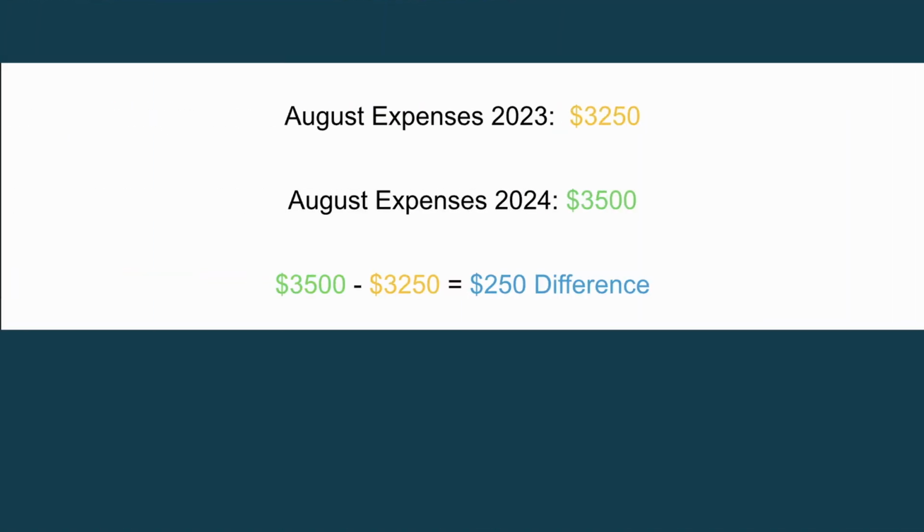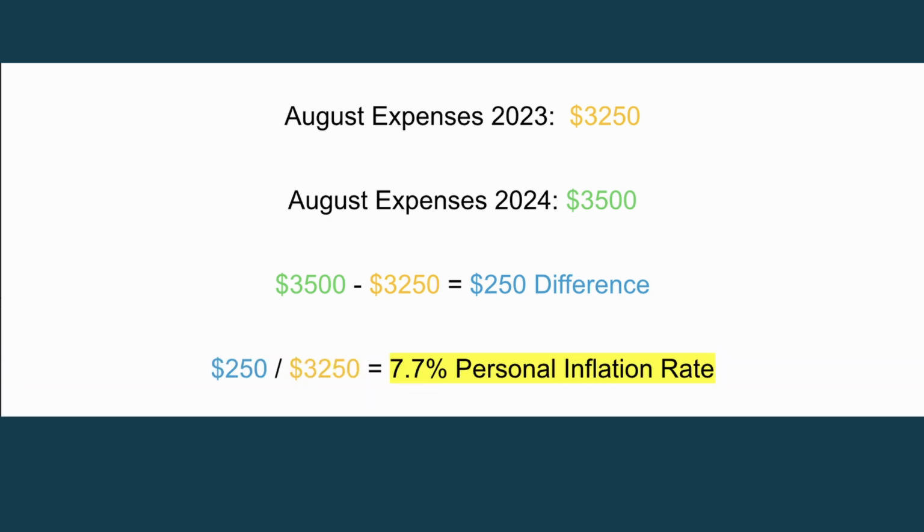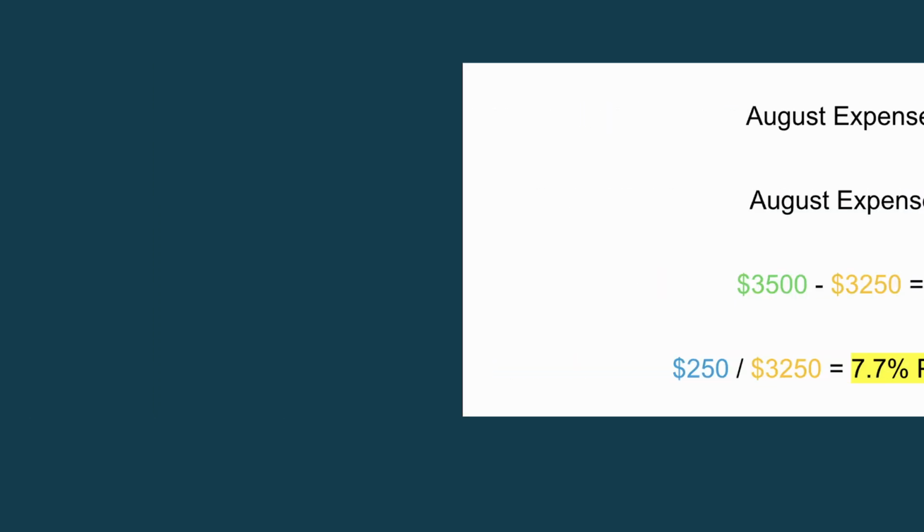For example, if your spending last month was $3,500, and a year ago, it was $3,250, the difference is $250. Divide $250 by $3,250, and you land at a personal inflation rate of 7.7%. To more accurately measure your inflation rate, consider the following.